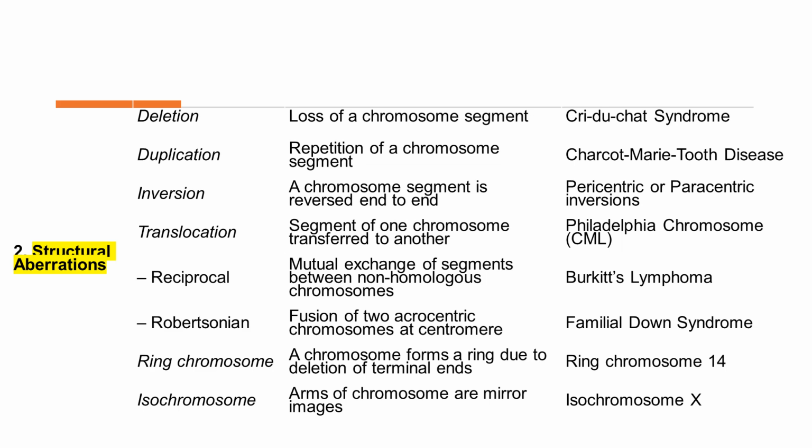Reciprocal: mutual exchange of segments between non-homologous chromosomes. Burkitt's lymphoma. Robertsonian: fusion of two acrocentric chromosomes at the centromere. Familial Down syndrome. Ring chromosome: a chromosome forms a ring due to deletion of terminal ends. Ring chromosome 14. Isochromosome: arms of the chromosome are mirror images. Isochromosome X.